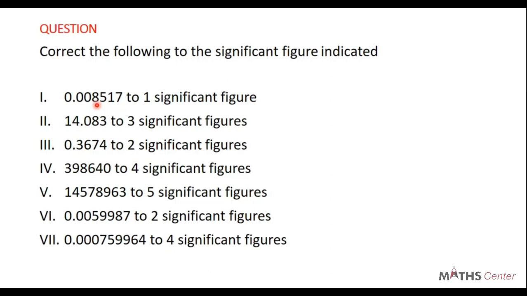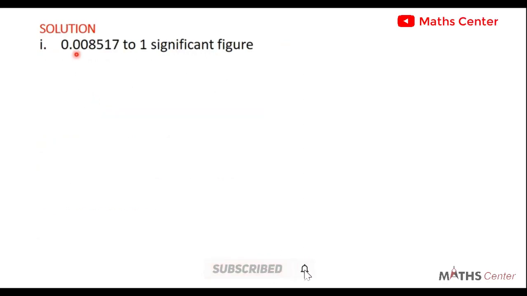Now, how do we correct this number to one significant figure? Let's look at it. If you are to correct 0.008517 to one significant figure, what you need to do is to locate the first significant figure. The first significant figure is 8. Now, what is the number after that? If the number after it is 5 or above, you are going to add 1 to the number in the position we are talking about. Right now, the number in that position is 8. So if you add 1 to 8, you are going to get 9. Then you ignore the rest.